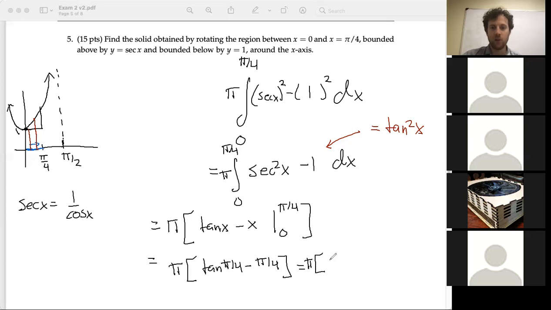So we have the outer pi, and then 1 minus pi over 4, or you can distribute, or you can throw this in your calculator and round it to some number of decimal places, but this is the volume that we get.